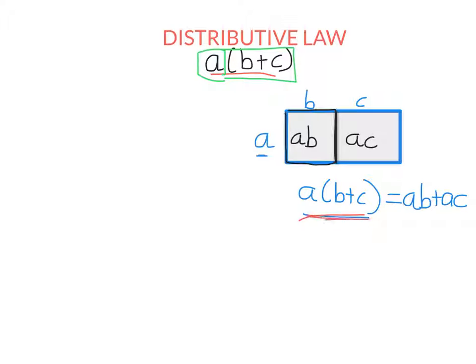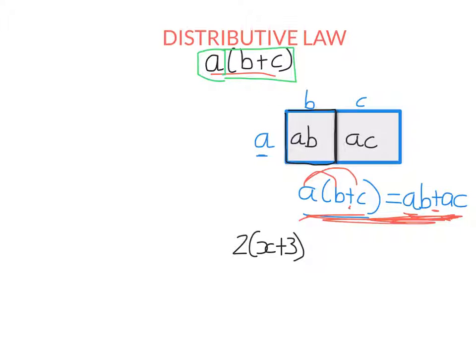This is the distributive law. A outside of b plus c, what you do is distribute the a to the first thing in the brackets, and then distribute it to the second thing in the brackets, and there's a plus in the middle. A plus goes in the middle of your answer. So let's look at some examples.